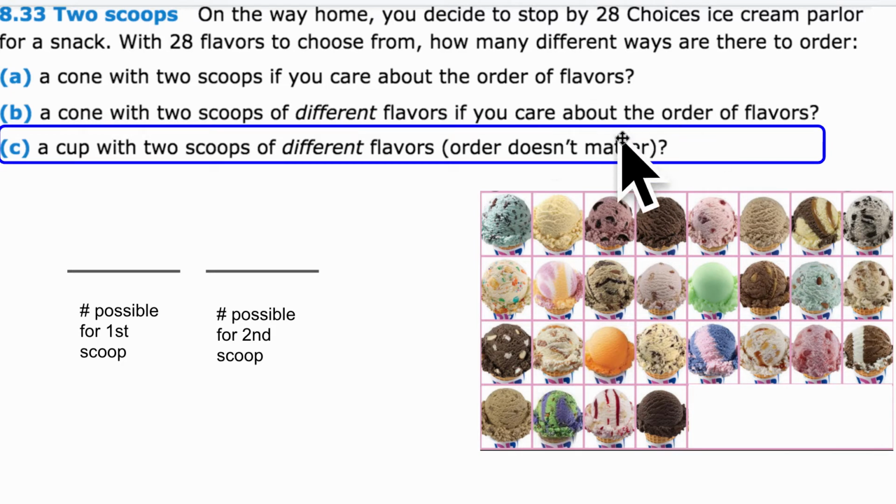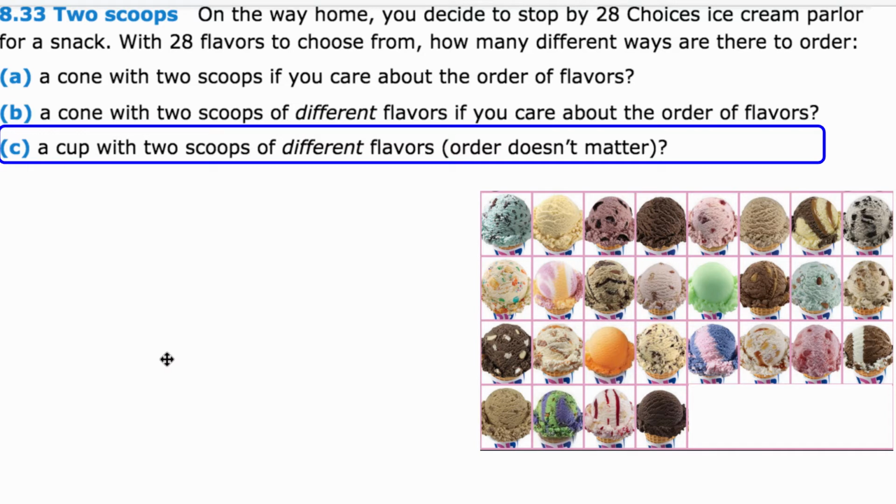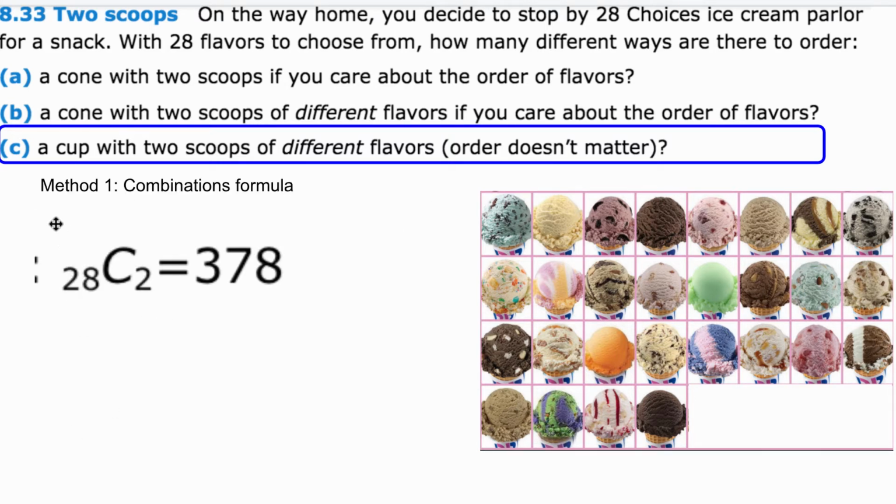This time order doesn't matter. What that means is that mint chocolate chip vanilla, I'm going to count that the same as vanilla mint chocolate chip. And so in fact, we're not even going to think of it this way. The multiplication counting principle doesn't work too well with this method. So instead, think about which is the way that we use where order doesn't matter. And hopefully you remember that's combinations. Combinations. So it's 28C2. I'm picking 2 where order doesn't matter.